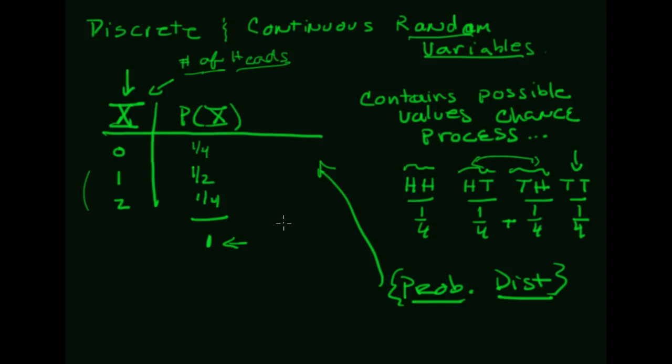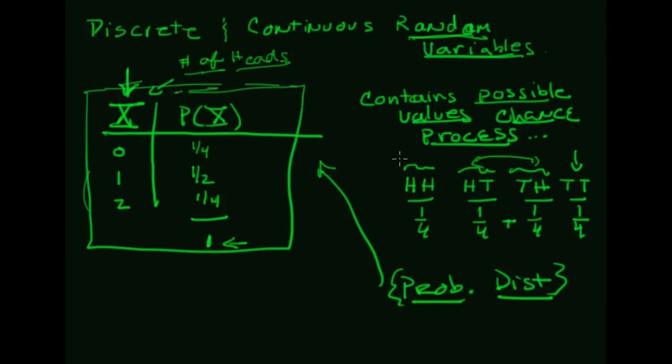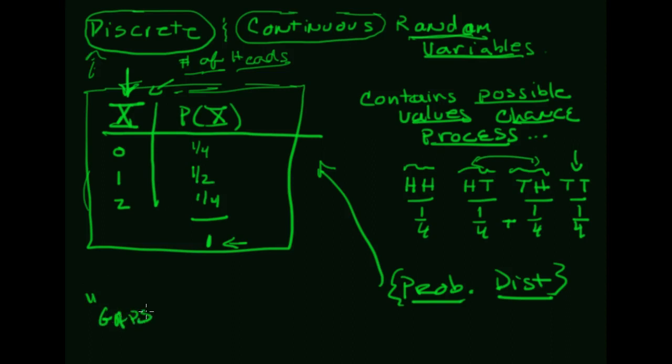So these are two big ideas here. A random variable is the container that holds the possible values for a chance process. The probability distribution, this whole chart is an example of one, is a mapping between the values and their probabilities. Now we get two flavors of this: discrete and continuous. Discrete means that there are gaps between the numbers. So 0, 1, 2 is a discrete probability distribution because there's a gap between 0 and 1, and there's a gap between 1 and 2.